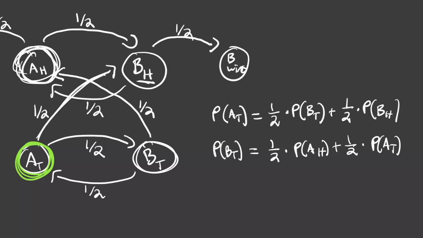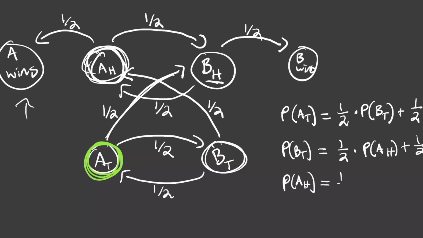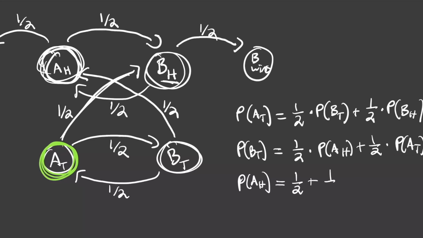When we're in this state, A sub h, well, our probability of winning is 1/2 because that is over here, right? So we have 1/2. And then we add on 1/2 probability that we go over to B sub h, so plus 1/2 times the probability of B sub h.